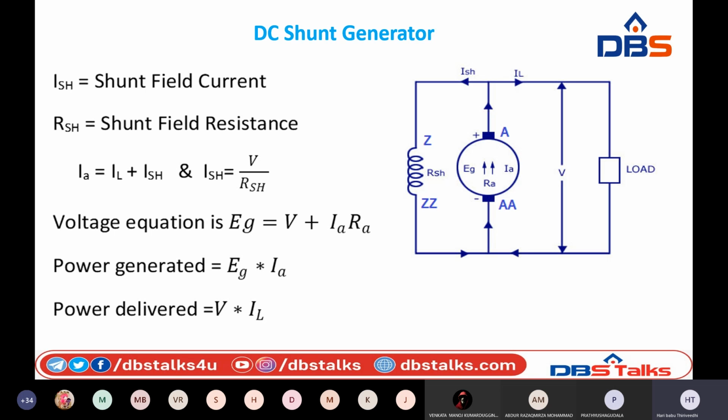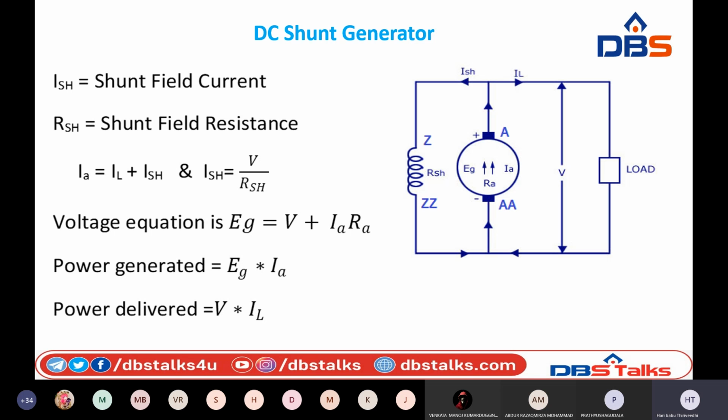Before, in the separately excited generator, the field is separate. That's why IA is equal to IL. But here the armature current IA will be distributed like this. IA is equal to IL plus ISH. So incoming current is equal to outgoing currents, right? By Kirchhoff's current law, assume this is a node. Incoming current equals the sum of two outgoing currents, that is IA is equal to IL plus ISH, where IL is the load current and ISH is the field current.